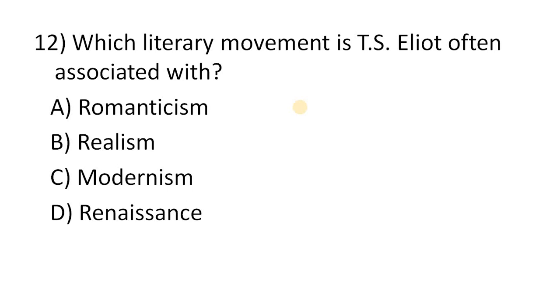12. Which literary movement is T.S. Eliot often associated with? A. Romanticism. B. Realism. C. Modernism. D. Renaissance. It is obviously Modernism.